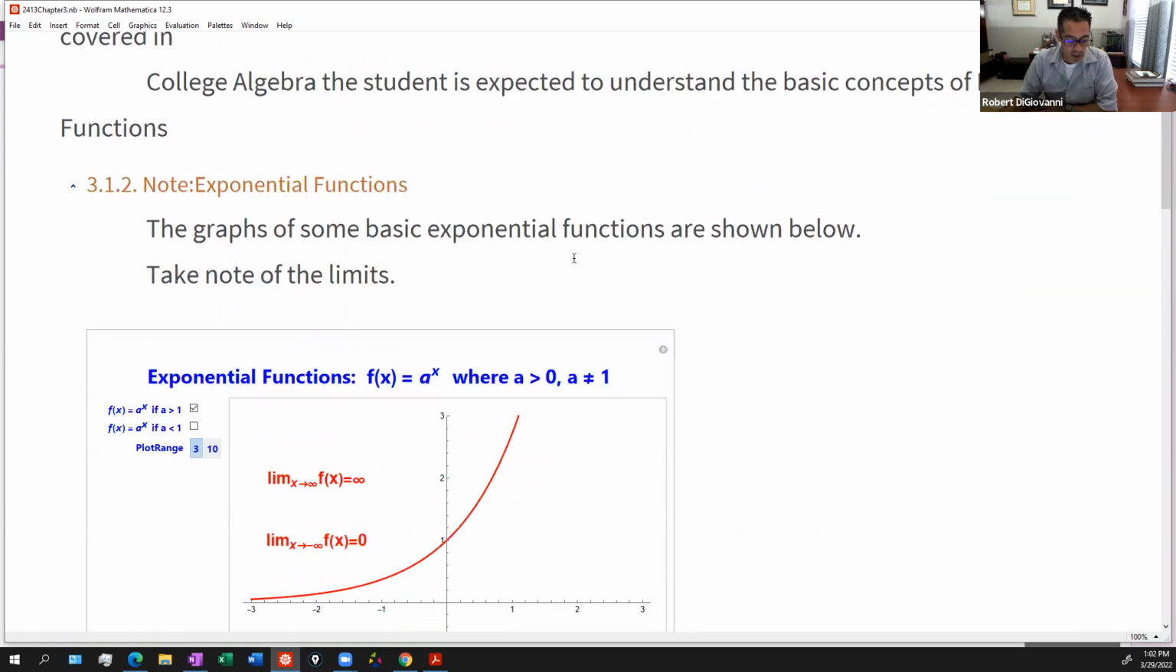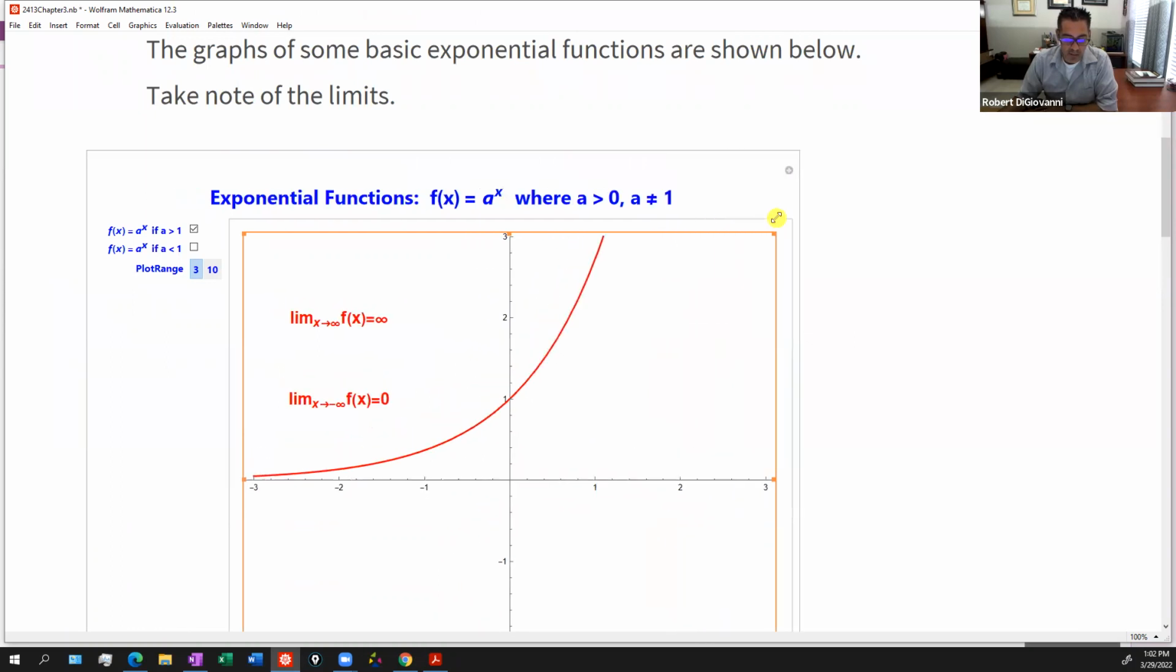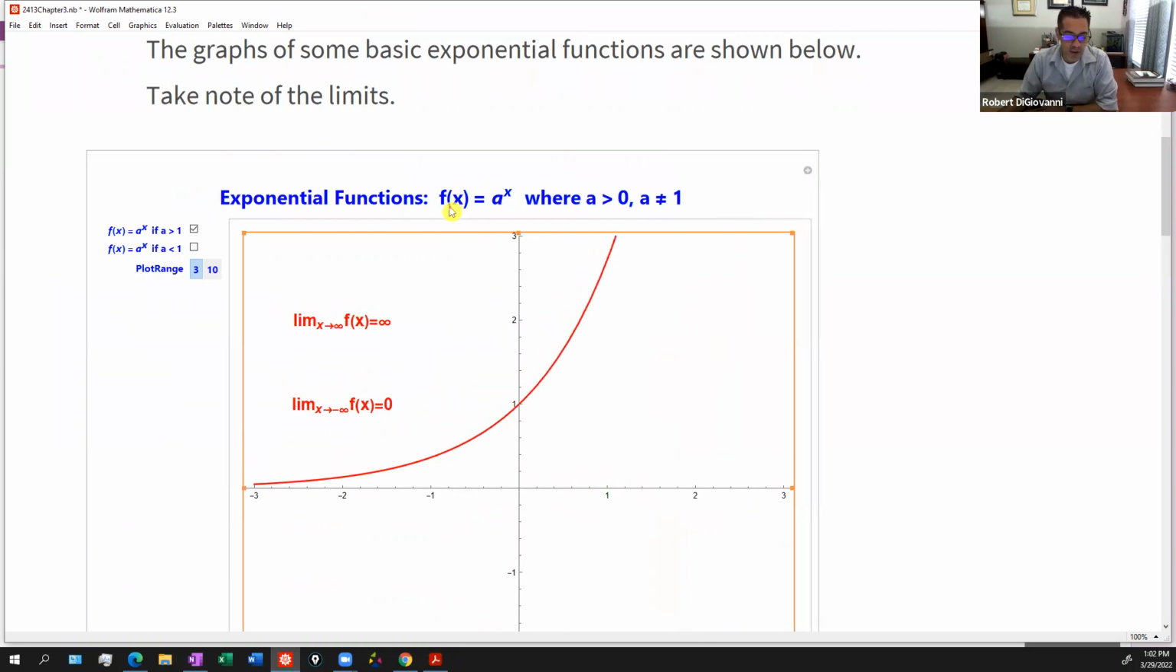All right. So let's start off with what an exponential function is. Again, from college algebra, an exponential function is any function f of x equals a to the x. So you could have 2 to the x, 5 to the x, 10 to the x. You could even have fractions like 1/2 to the x.